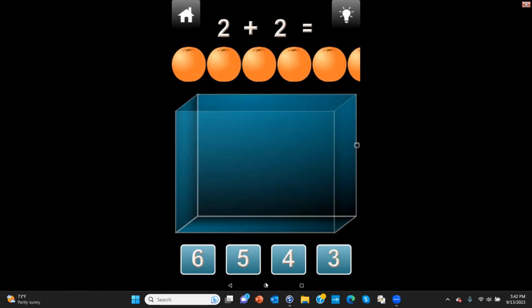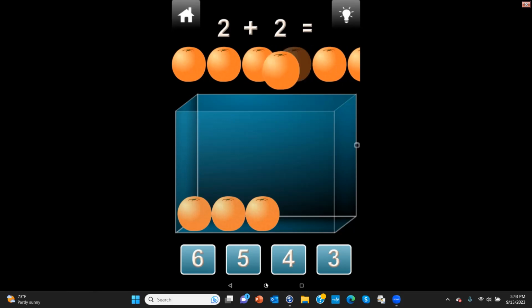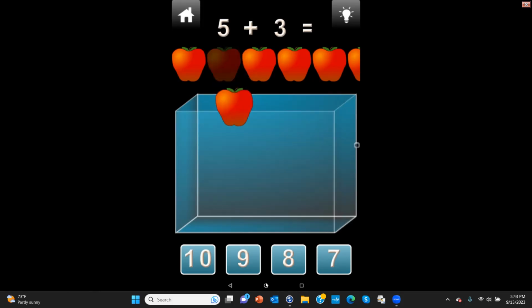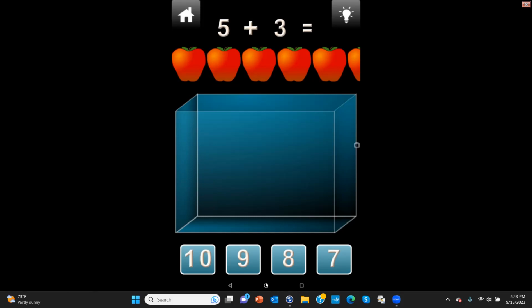Let's do addition now. Basic. This is 2 plus 2. Press the answer. Yippee. 5 apples in the box. Add 3 more apples. Count the apples in the box. This is 5 plus 3. Press the answer.